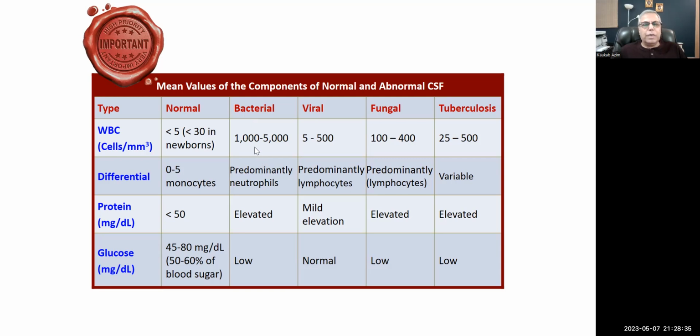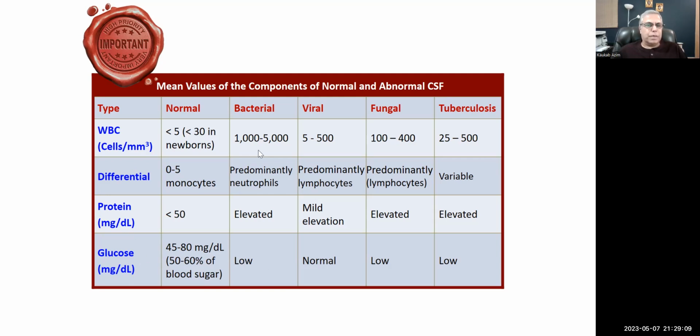It's only in bacterial meningitis that you'll have a very high number of white blood cells, 1,000 to 5,000, and no other viral, fungal, tuberculosis, you don't have this high number. Then you also have a high number of neutrophils. You don't have that anywhere else. Then protein is elevated. Well, it's elevated at many places, but glucose is very low. So your diagnosis is based on all of these four factors and these parameters.